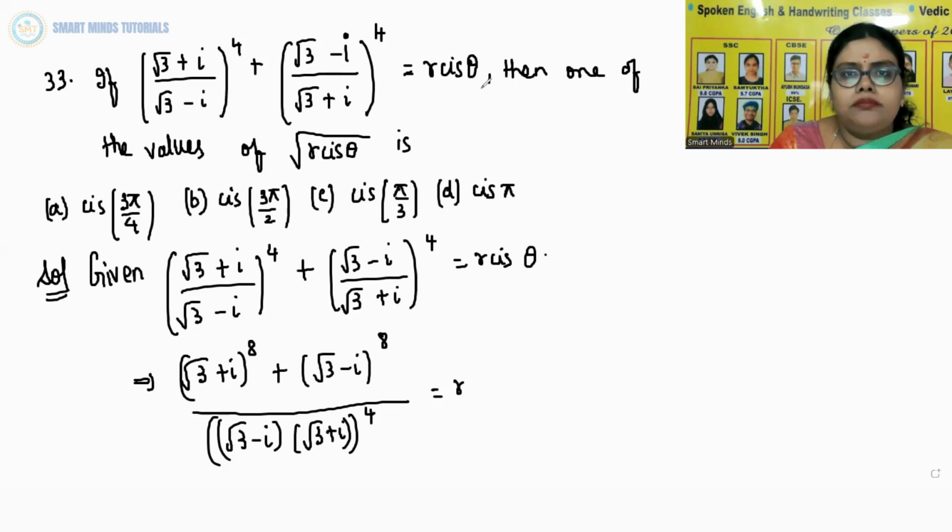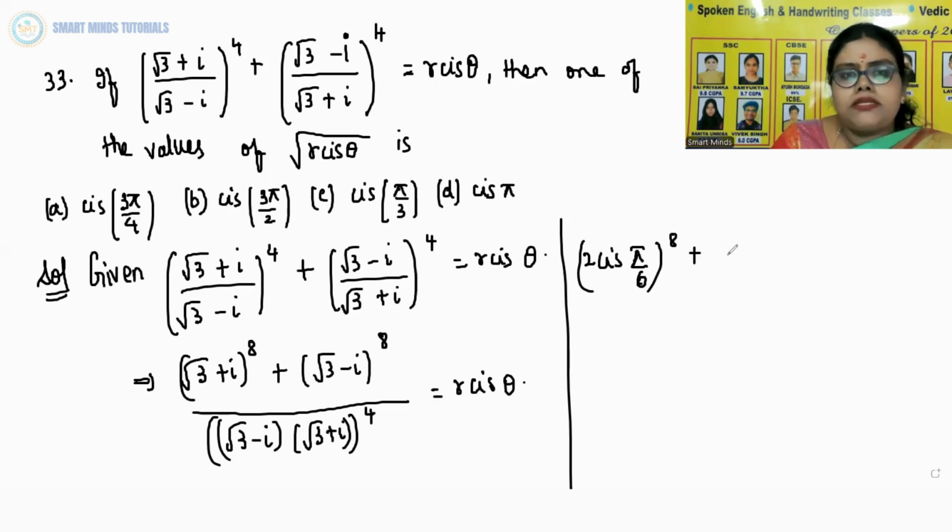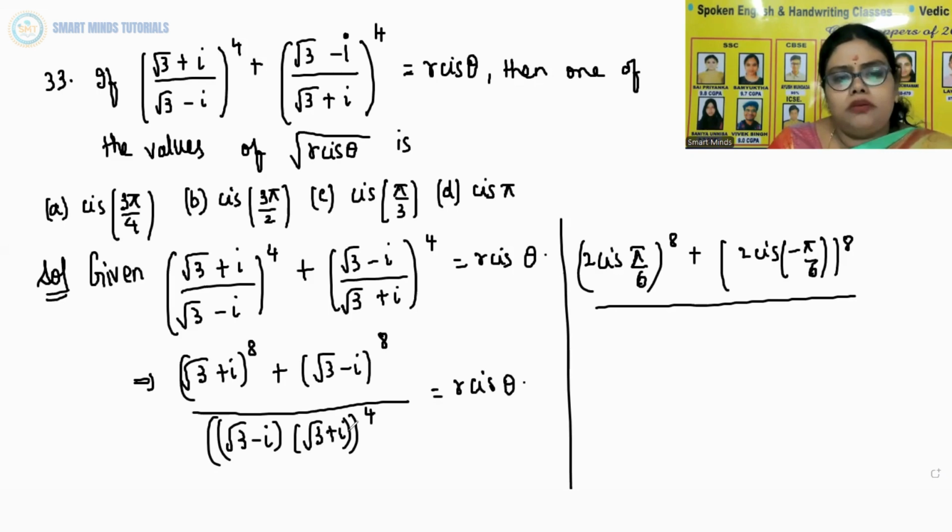Is equal to r cis θ. So we know that √3 + i can be written as 2 cis π/6, whole power 8, plus √3 − i we can write 2 cis (−π/6), whole power 8, by the denominator, which is of the form (a + b)(a − b). So that is 3 minus i squared, which is equal to 4 squared, that is equal to 2 power 8, equals r cis θ.